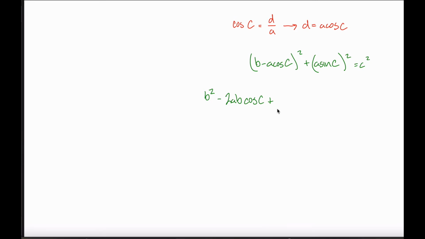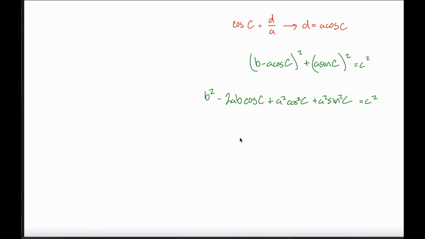And then the last terms would be the product of negative a cosine of c and negative a cosine of c. The negative times a negative gives a positive, and I get a squared cosine squared c. And then over here, I got a squared sine squared c. Easy enough to get rid of these parentheses because there's just one term in here, so the exponent just kind of hits the two different factors in that term, and that's all equal to c squared.